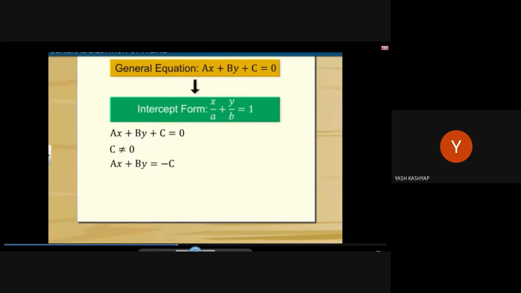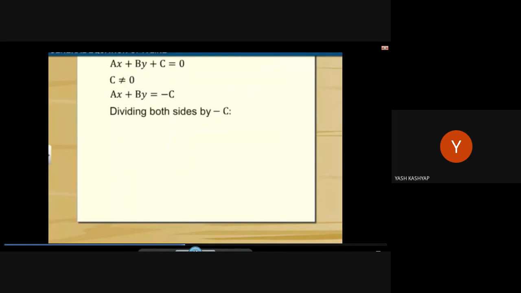Further, what we need here is that the constant should be made a 1. The constant term is taken to the right-hand side as minus c, and to make it a 1, we have to divide by minus c. This procedure can be followed in problems also. So dividing by this, we need to express it in the form of x by a.